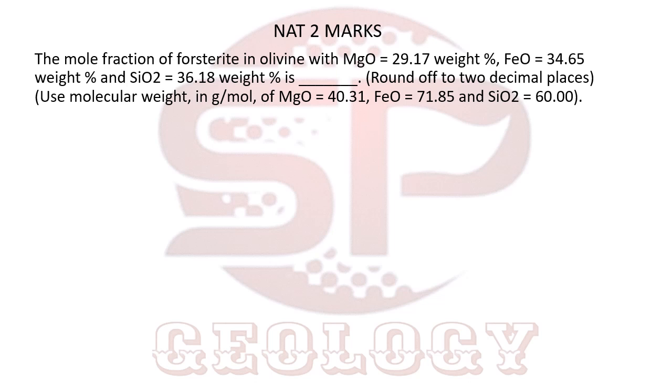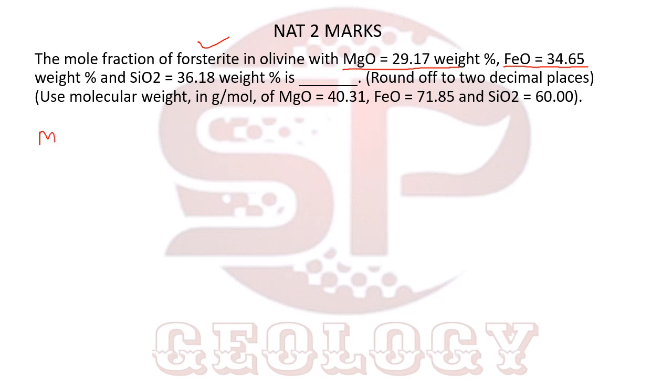Then the mole fraction of forsterite in olivine with MgO 29.17 weight percentage, FeO 34.65 weight percentage, and SiO2 36.18 weight percentage. We have to calculate the mole fraction of forsterite. MgO weight percentage is given as 29.17, FeO weight percentage is given as 34.65. So first we have to calculate the moles of MgO and FeO.